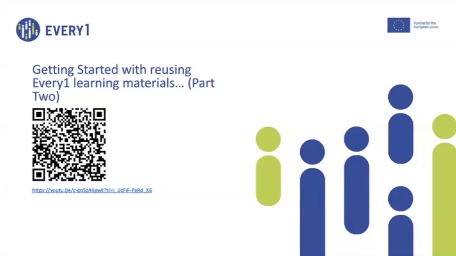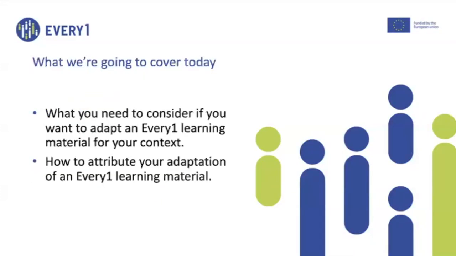We also have part 2, again available on the QR code here, and this video covers an in-depth overview of different open licenses, what you need to do to attribute an openly licensed resource, and good practices for attribution. And we'll revisit a couple of these in a moment as a bit of a refresher. But what we're going to cover today is what you need to consider if you want to adapt an Every1 learning material for your context, and how to attribute your adaptation of an Every1 learning material.